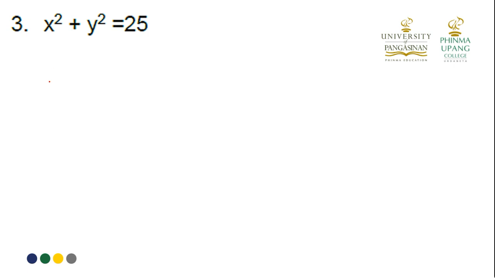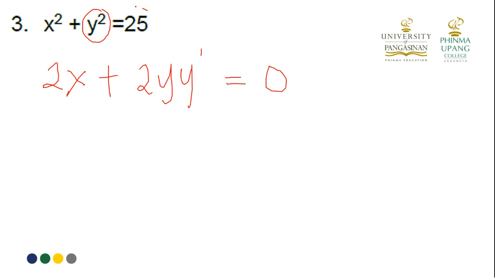Walang product rule kasi walang nagtabi na variable. Pero meron siyang y prime. Y squared rather. So, 2x plus 2y, y prime. Gets? Sir, why is it 2y, y prime? Derivative of y. Kapag nagda-derivative tayo ng y, palaging may kaakibat or may partner na y prime yan ha, sa dulo. So, magiging 2y, y prime is equal to 0.